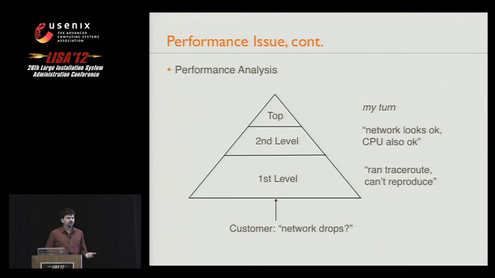At the first level, they ran traceroute, but they couldn't reproduce the issue. At the second level, they looked at the network and said it looked fine. And while they were logged into the systems, they checked CPUs as well. Now, the customer description didn't mention CPUs.